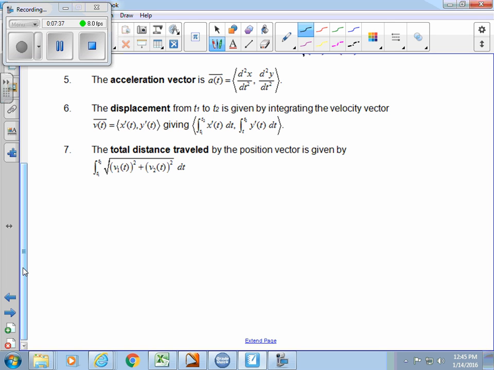On which one? Yes. On number 6. You are talking about number 6. So in other words, you integrate velocity to get displacement, which makes perfect sense.